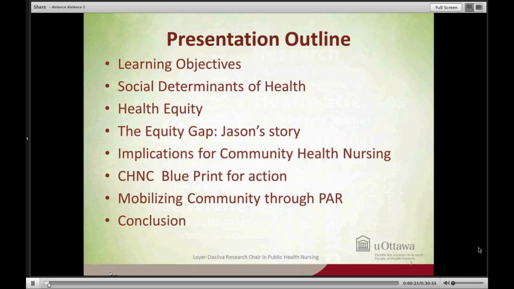We'll look at some of the learning objectives that have been defined by the planning committee for this event, the social determinants of health. We'll look at health equity itself. I have one story here that I would use to illustrate my point around our equity gap, and the implications of this equity gap for community health nursing.